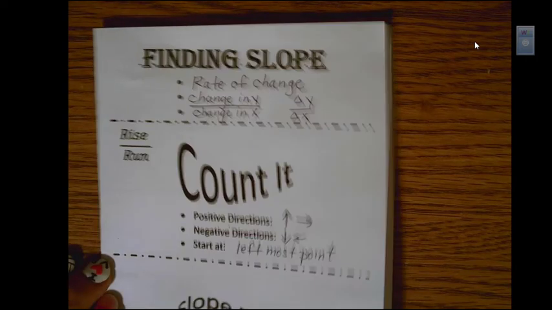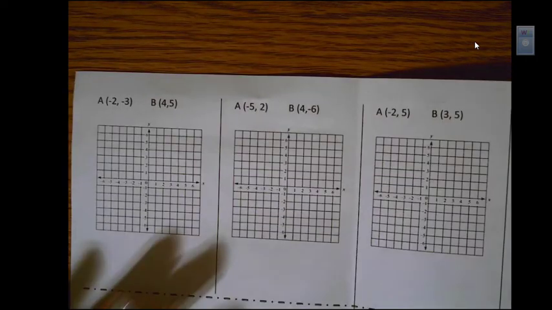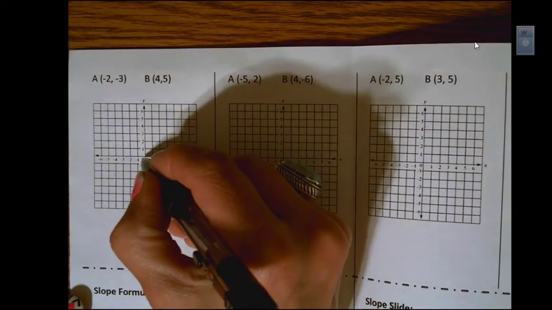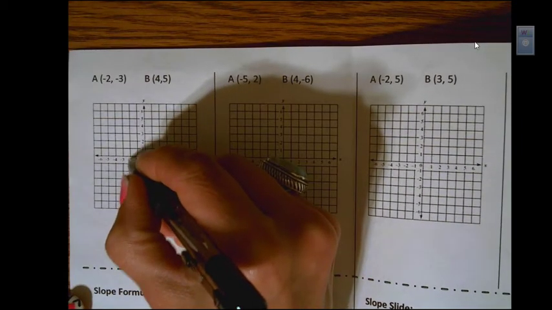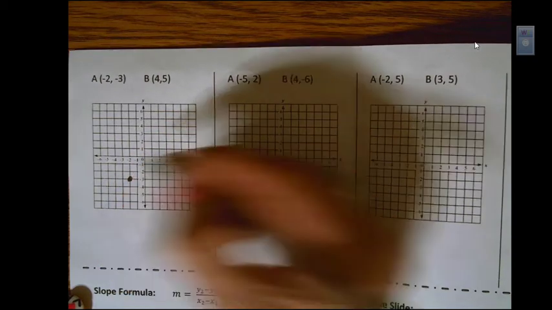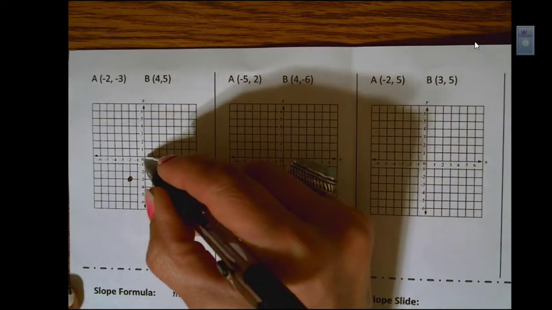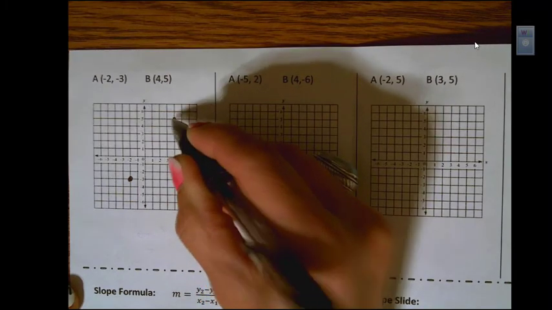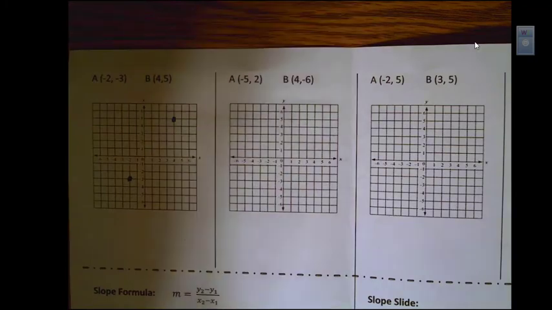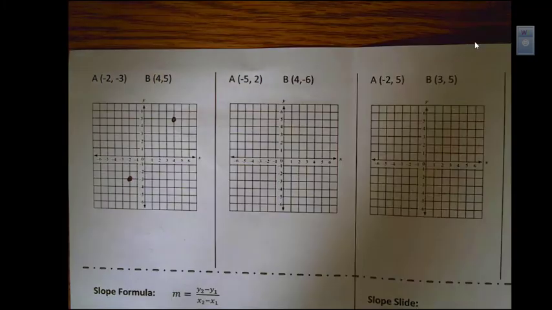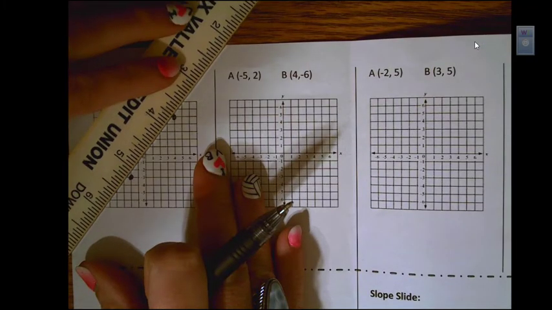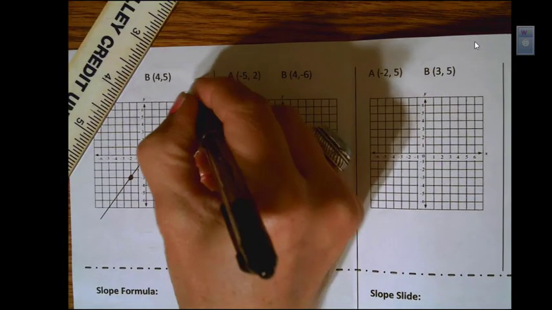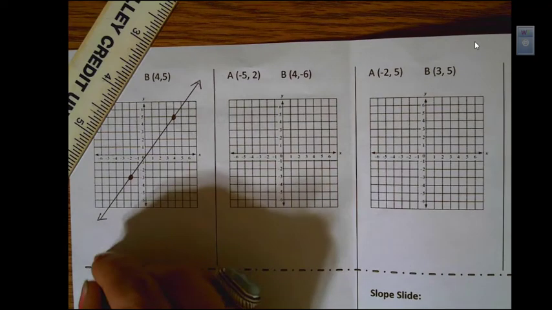All right, now we're going to go on the inside of it. Hand corner, first thing we're going to do is plot the points. -2, -3. And then I'm going to plot 4, 5. And then I'm going to draw a line through those two dots. And if you remember watching the slope dude, you're going to recognize that this is a positive slope.